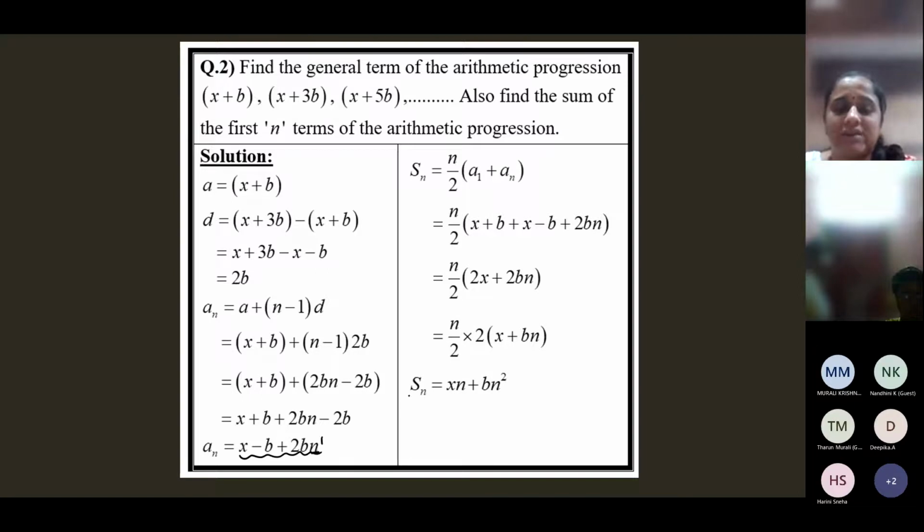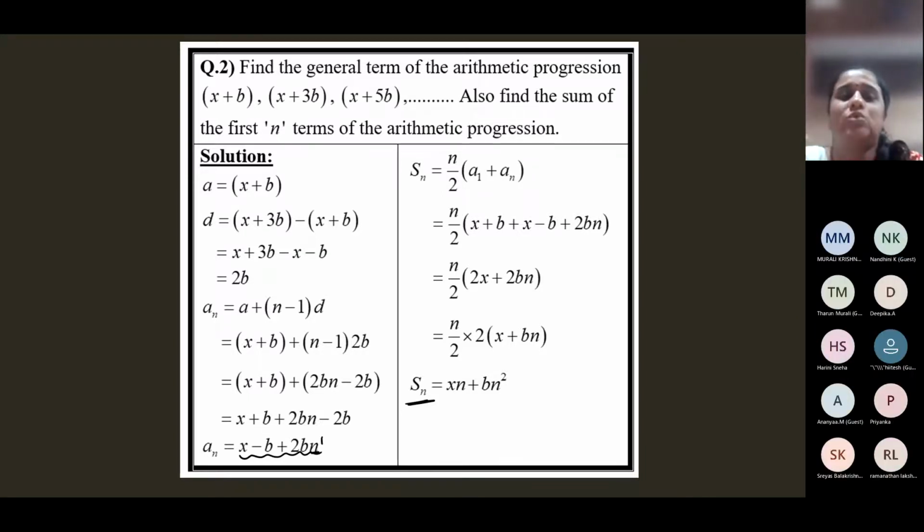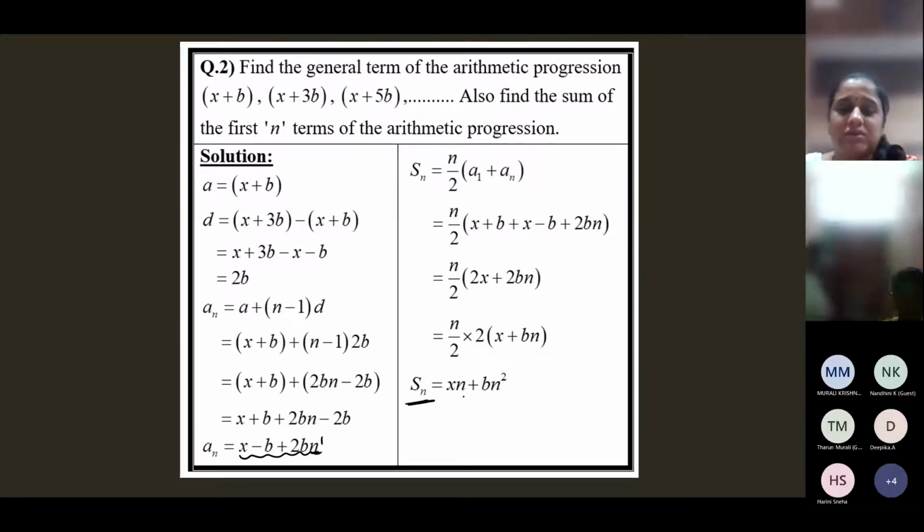But when you find Sn, you will get an expression in which the highest power of n will be 2. For Sn, the answer which you get in that expression, the highest power of n will be 2. If there is n, it will be with power 1 and 2. The highest power is 2. So it's quadratic. There is n here, power is 1. There's n here, the power is 2. So the highest power is 2. This expression is quadratic in n.